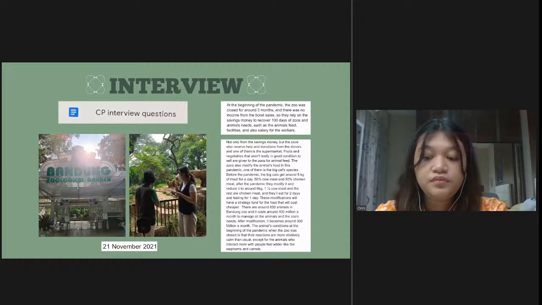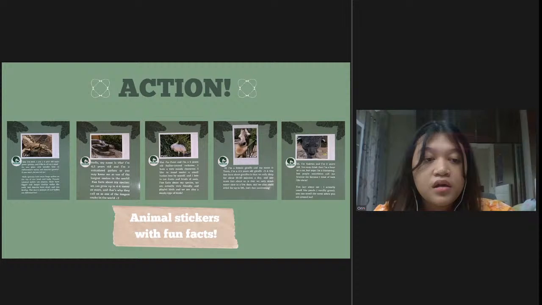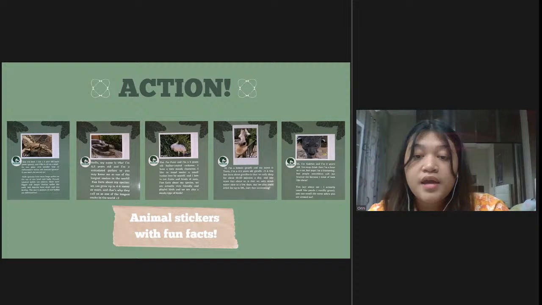The first action that I do is I went to Bandung Zoo to take some pictures of the animals there, and there are five different animals here. There is Dory the iguana, who had the reticulate python, Putri the sulfur crested cockatoo, and also Tania the female giraffe, and the last one is Adewa the binturong.